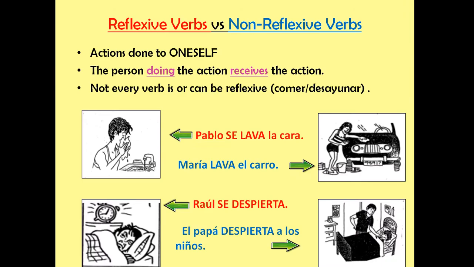What is the difference between a regular verb, a non-reflexive verb, and a reflexive verb? For reflexives, the important thing that you need to understand is that the actions are done to oneself, okay? So the person that's doing the action is also receiving the action. So I can wash my car, I'm doing the action, but I'm not receiving the action, the car is. Or I can wash my face. I'm the one that's doing the washing and I'm washing myself. So that is the difference right there.